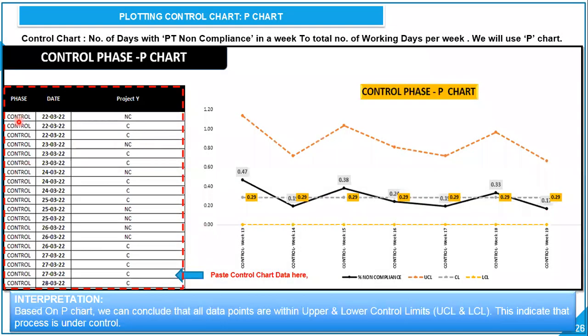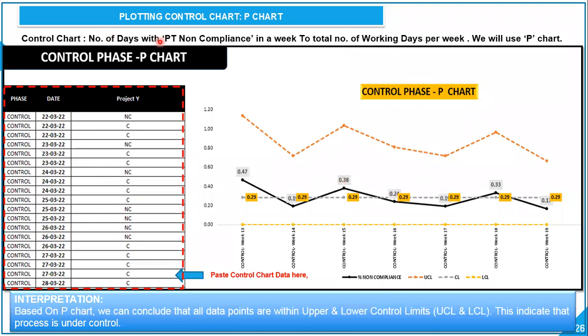This is the data we have, where we have copied the column of phase, then the column of date, and then the column of project Y, right? That is PT non-compliance, and we're going to paste it over here. Once we pasted it, we got this particular P chart. So this is a control phase P chart. This is how it will look, P chart.